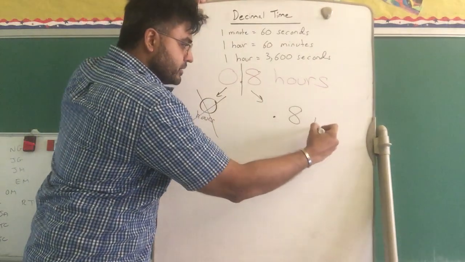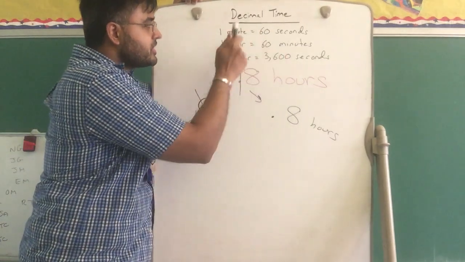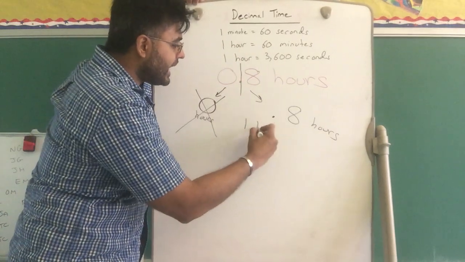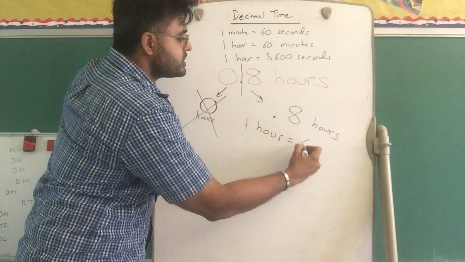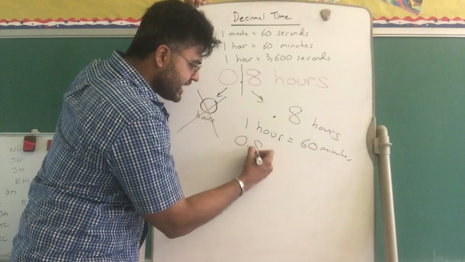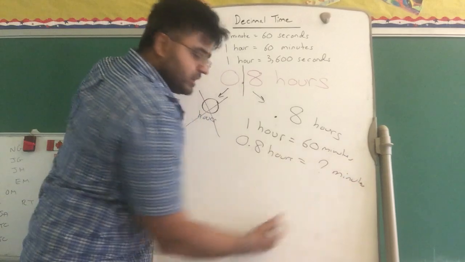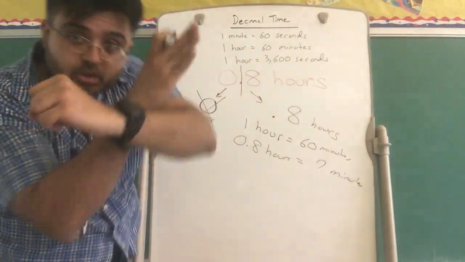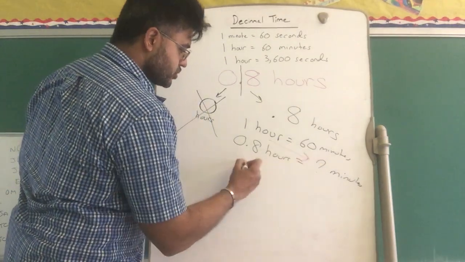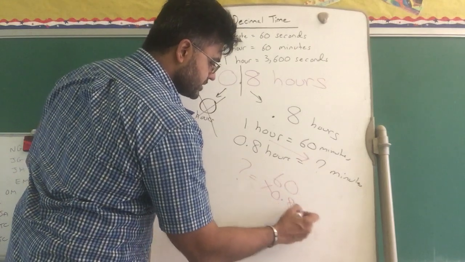We know that this is hours, 0.8 hours. We're going to turn hours into minutes. Let's try to use this information right here. 1 hour is equal to 60 minutes. And we're trying to figure out 0.8 hours is equal to how many minutes. Let's try. How do we do this? Cross multiply. So first thing we're going to do, 1 times question mark is just question mark, and then we're going to do 60 times 0.8.